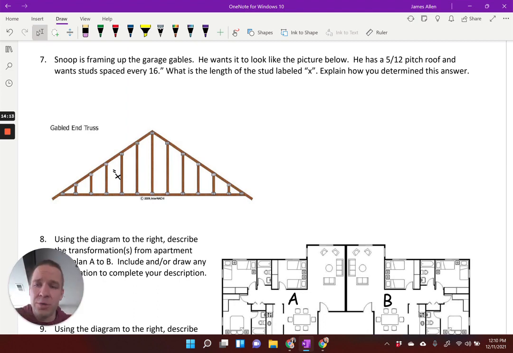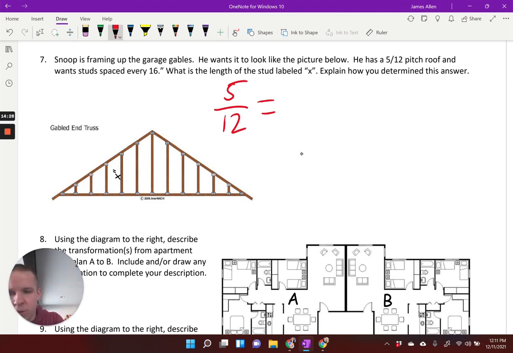So now we have a 5/12 pitch roof, and you want studs spaced every 16 inches. What is the length of the stud labeled X? Explain how we determine the answer. So my pitch is 5/12. And I know that it's every 16 inches, right? And this time we're going 1, 2, 3, 4 studs over. So that'd be 64 inches, right? 16 times 4.